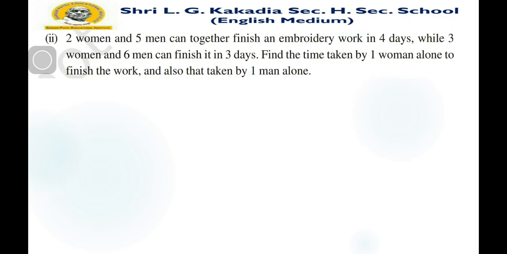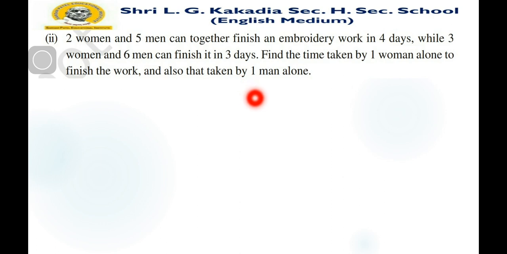There is given 2 women and 5 men can together finish an embroidery work in 4 days, while 3 women and 6 men can finish it in 3 days. Find the time taken by one woman alone to finish the work, and also that taken by one man alone. Now here given one work, embroidery work. One work can be finished by 2 women and 5 men in 4 days, and also the one work is completed by 3 women and 6 men in 3 days.